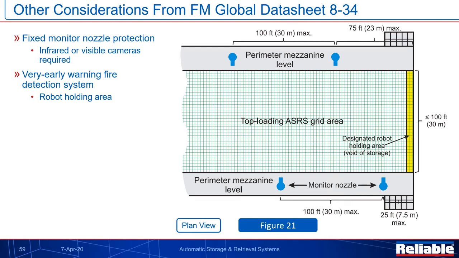What's also required throughout the entire area, not just the charging area, is a very early warning fire detection system. So one of our VESDA style systems that's sampling the air. And the main purpose of that is to identify that fire early and get those robots off to that holding area, allowing the firefighters and the sprinklers to do their job.